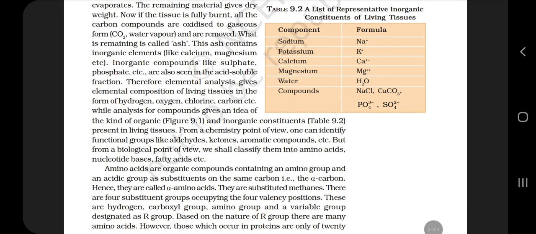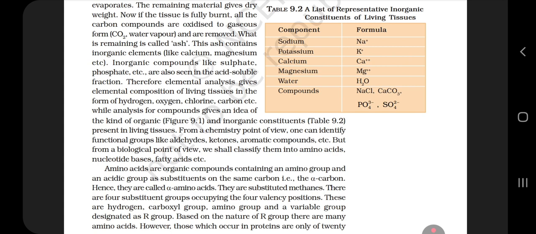From the chemistry point of view, one can identify functional groups like aldehydes, ketones, aromatic compounds, etc. But from a biological point of view, we shall classify them into amino acids, nucleotide bases, fatty acids, etc. Amino acids are organic compounds containing an amino group and an acidic group as substituents on the same carbon, that is, the alpha carbon. Hence they are called alpha amino acids.